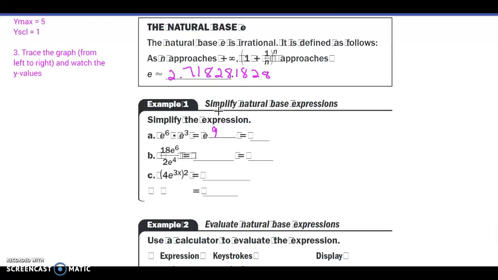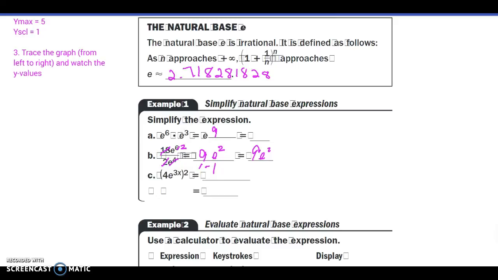So, and then 18e to the 6th over 2e to the 4th. Well, we can divide 2 out of 18 and 2. So then we have 9 in the numerator and 1 in our denominator. E to the 6th divided by e to the 4th. These 4 in the denominator cancel out 4 in the numerator and leave 2. So we have e squared in the numerator and another 1 in the denominator. So that's times 1 times 1. So our answer is 9e squared, because a 1 in the denominator, of course, we don't need. So it's just like if it was x. It's just that it's e.